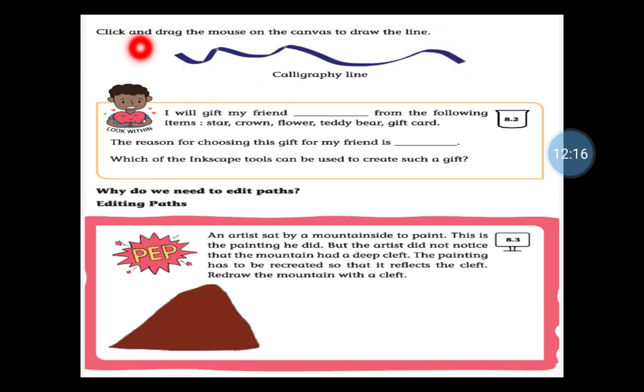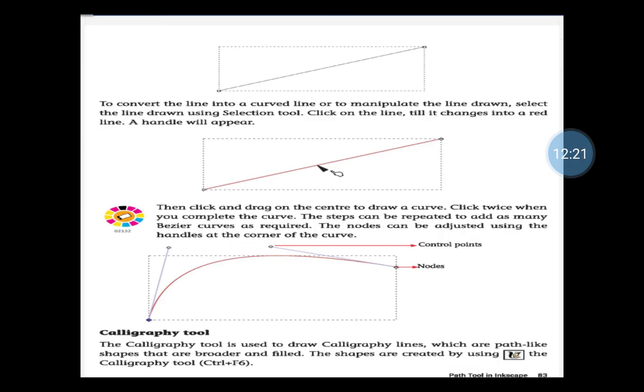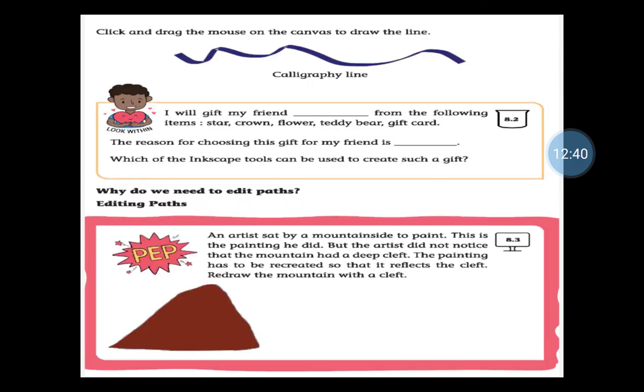You have to click and drag the mouse on the canvas to draw the line. Here, to create the calligraphy line, you have to click on this icon, no? Here downside you can see this icon. You have to click on this icon, or you can press the Ctrl plus F6 key to select the calligraphy tool.